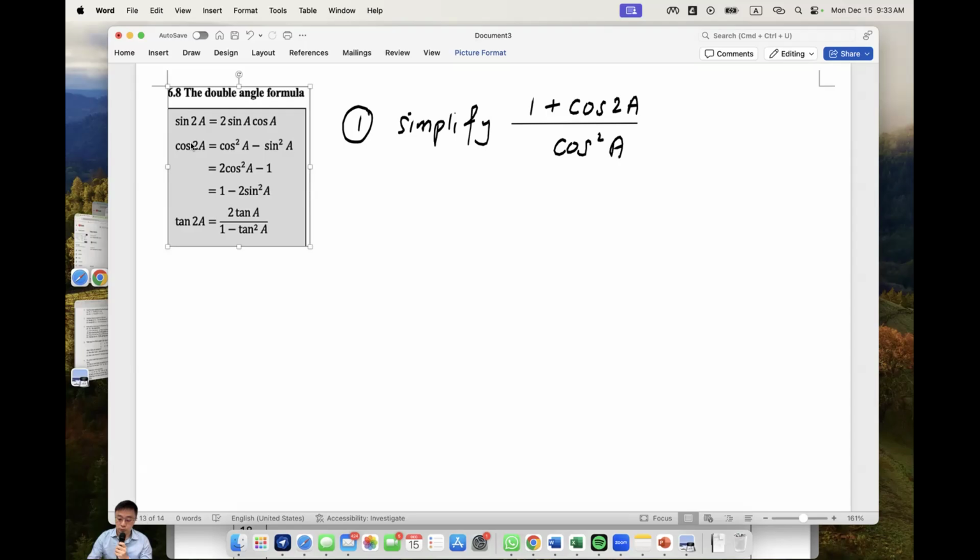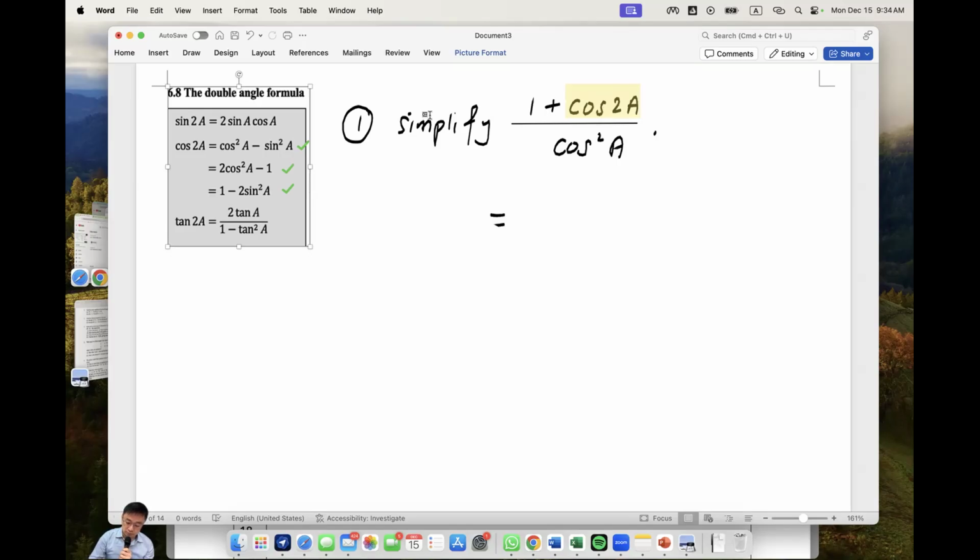Okay, so you have a cosine double angle, isn't it, class? Which formula to be used? What it means, I have a cosine 2a here. I have 1, 2, 3. Which one? Why do you want to choose that one?